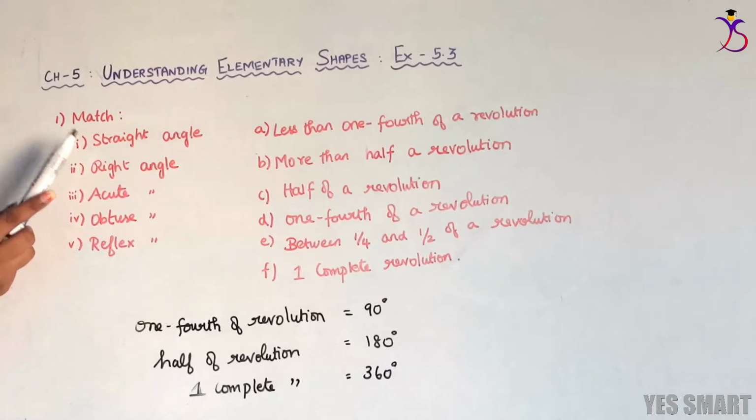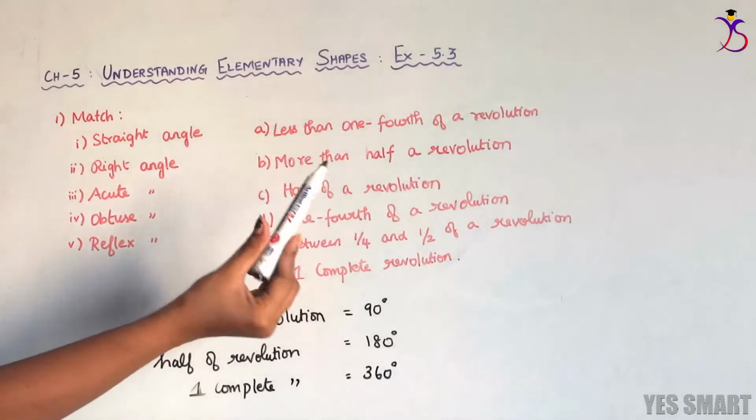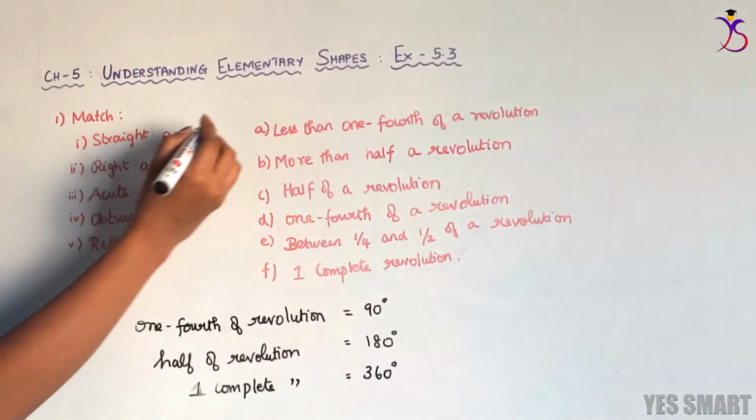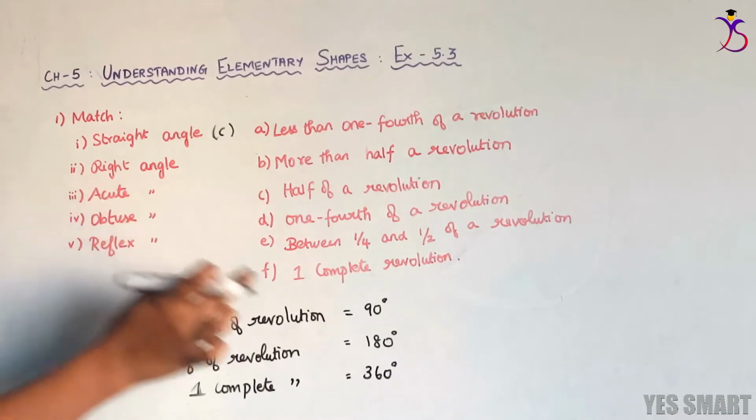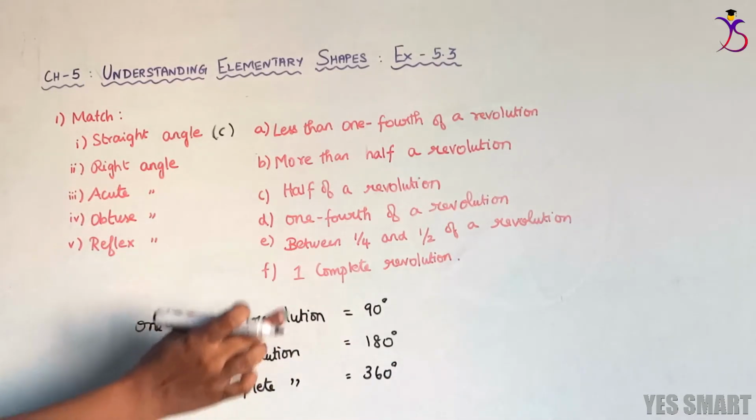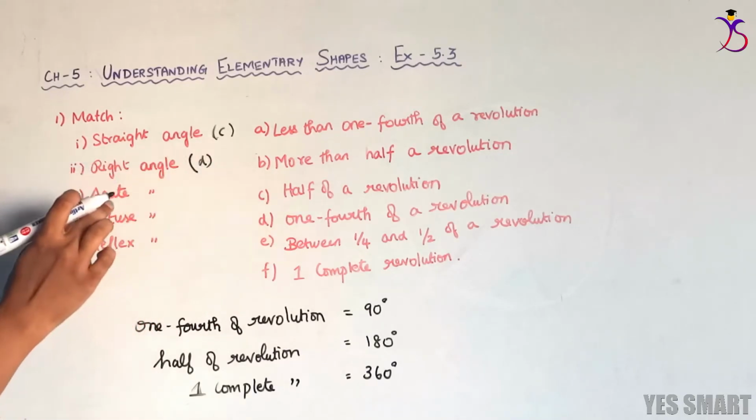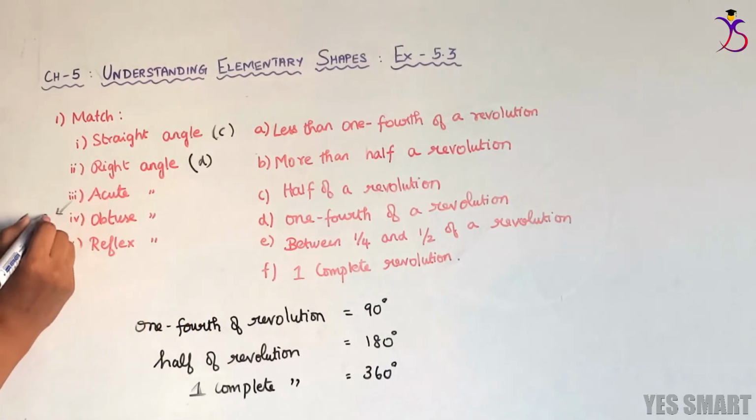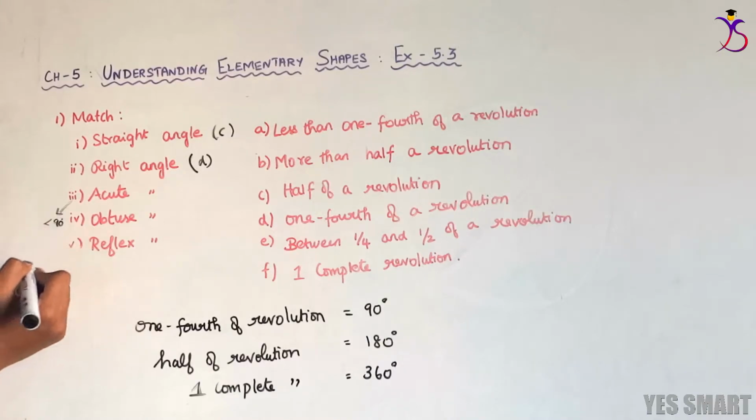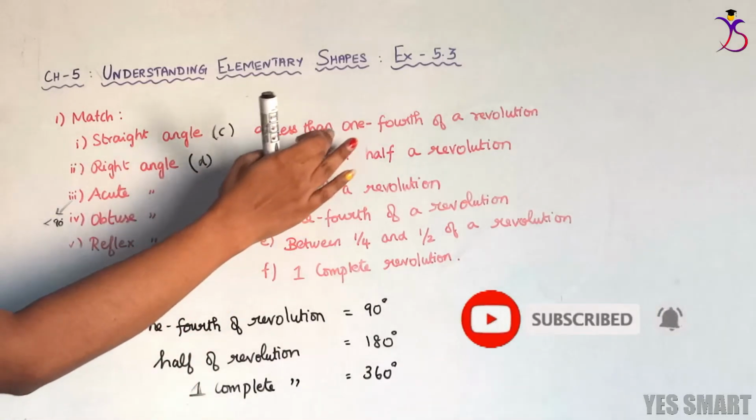Straight angle: we already knew that a straight angle is 180 degrees, which is half of a revolution, that is option C. Therefore the answer for the first one is option C. Then we have right angle. Right angle is 90 degrees, which is 1/4 of a revolution, option D. Then we have acute angle. Acute angle is always less than 90 degrees, which is lesser than 1/4 of a revolution, which is option A.